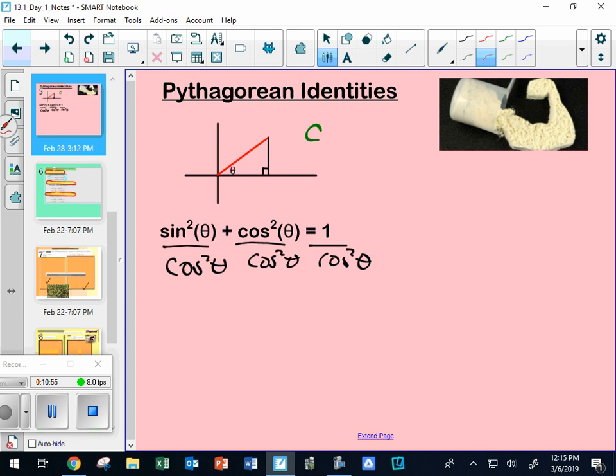What is sine over cosine? Tangent. What's cosine over cosine? 1. And what's 1 over cosine? Secant. And I have a snappy saying.